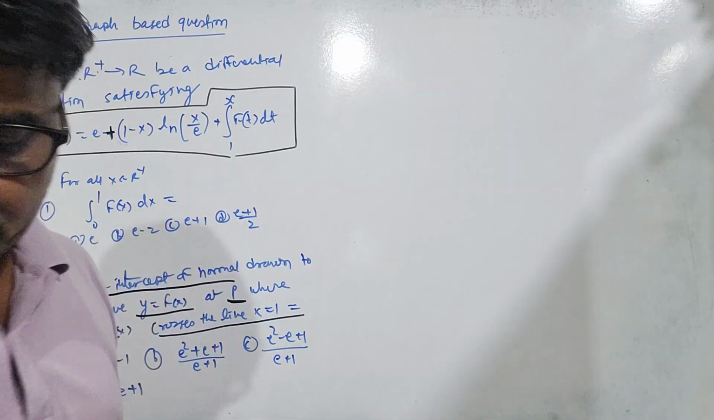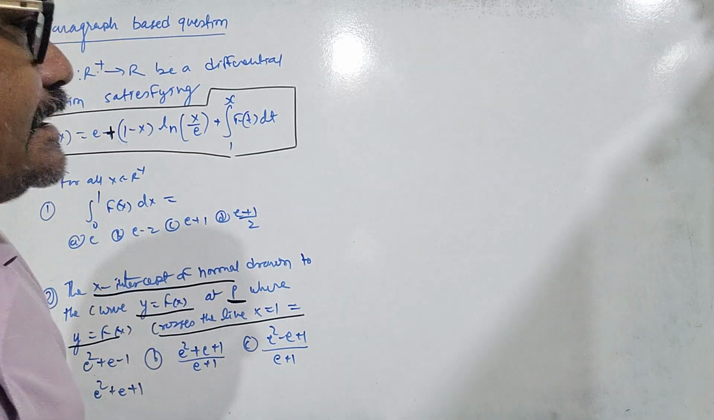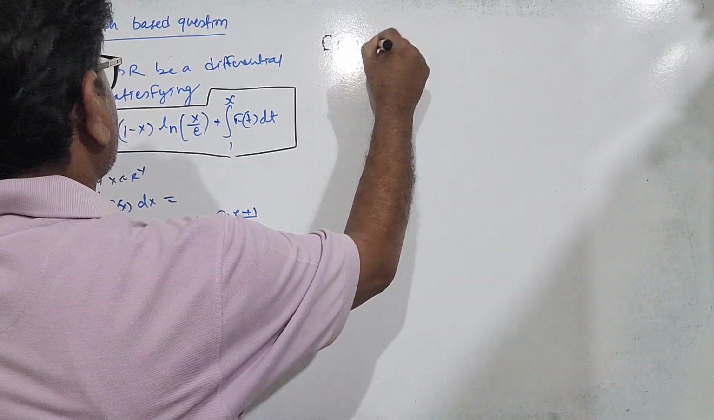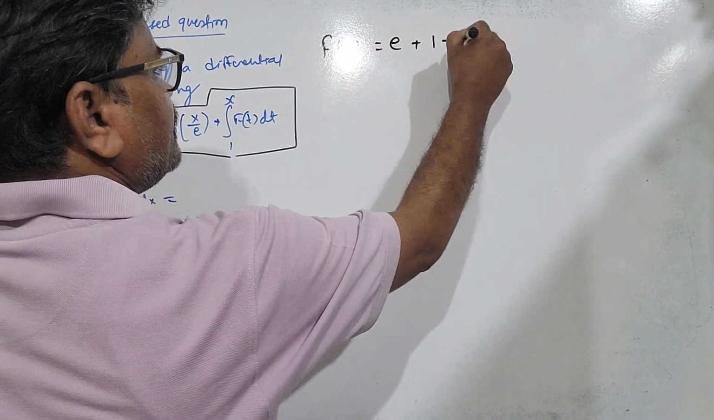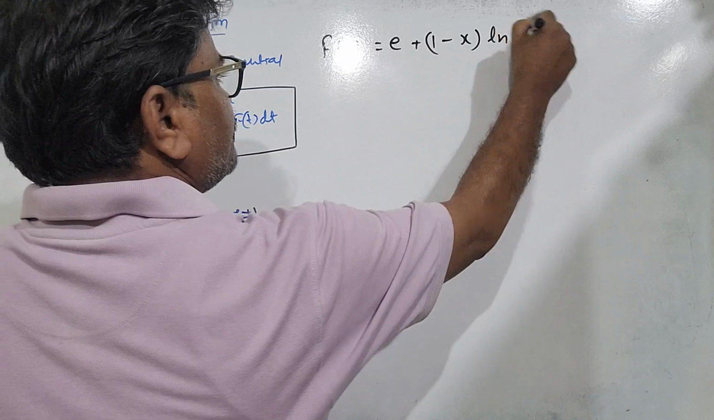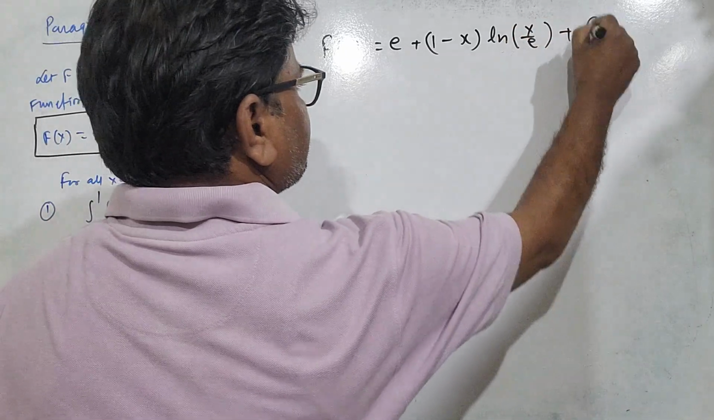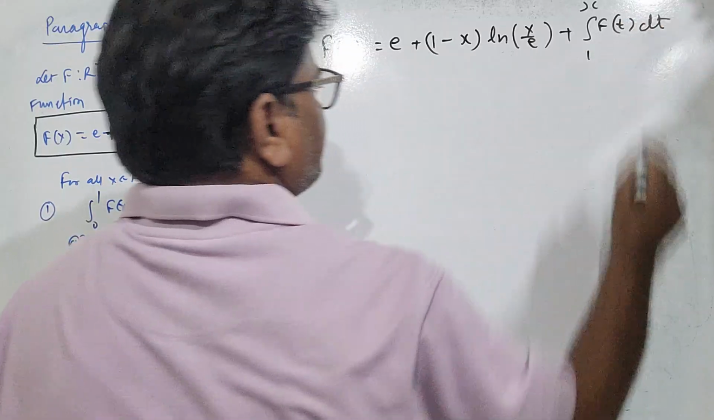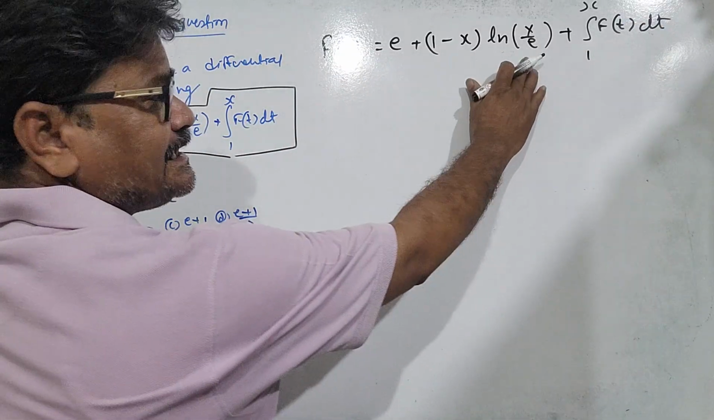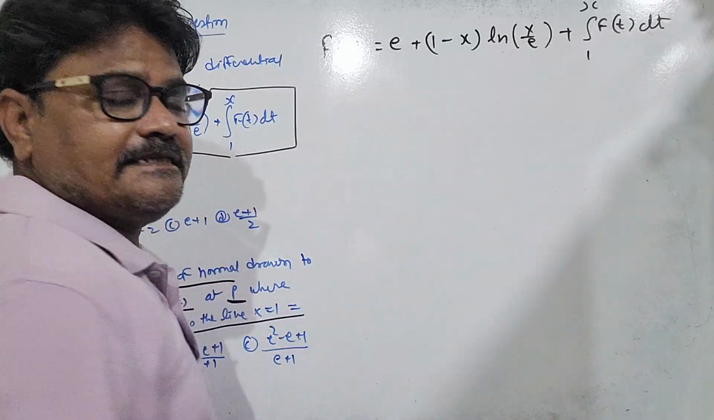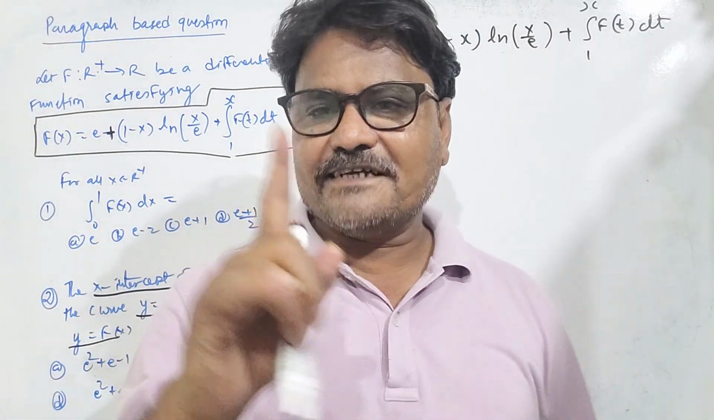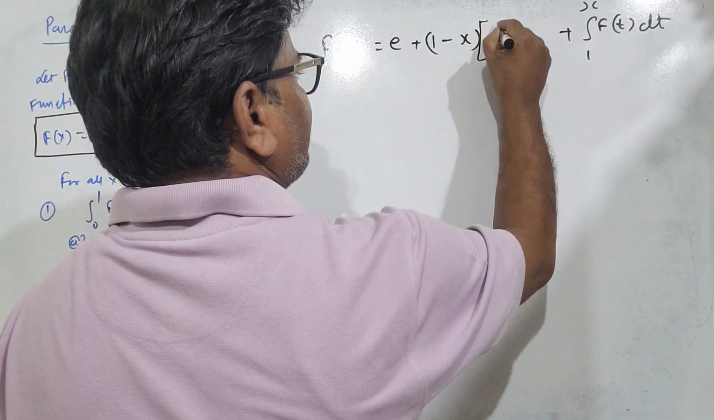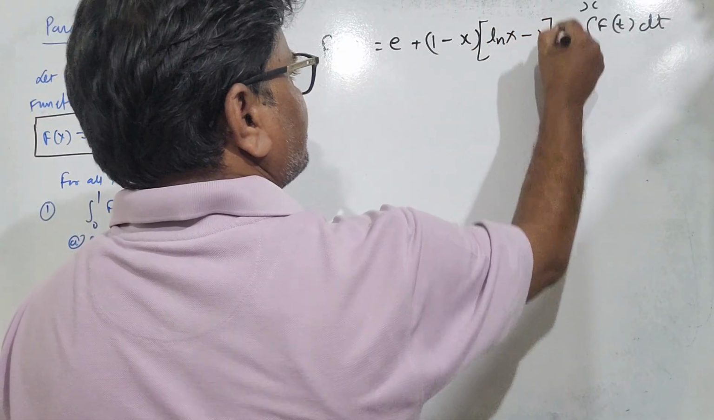Now how can we solve it? See, first we will determine the function. What is given? f(x) equals e plus (1 minus x) into ln of (x by e), plus integration from 1 to x of f(t) dt, correct? So ln (x by e) can be written as ln x minus ln e. ln e is 1. So we can write it as ln x minus 1.